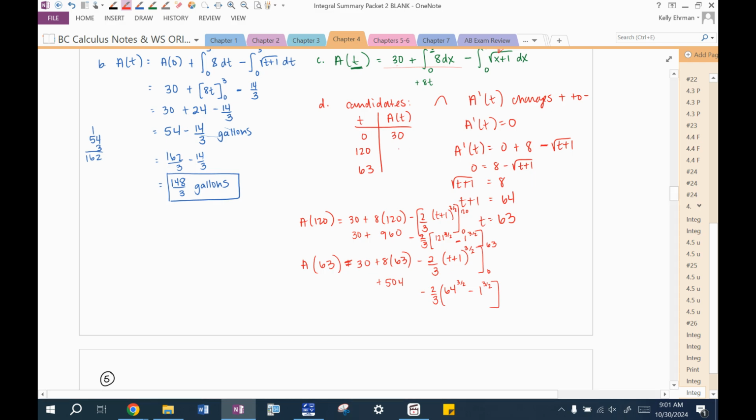Yeah, so I think that at 120, well, no, let's see. At 63, that's definitely our relative maximum. And then if the rate is changing to negative, maybe I've done too much math here. If the rate is changing from positive to negative, we definitely have an A of t graph that increases and then starts decreasing. I think that's where, yeah, I'm definitely doing too much math. Let me get this out of here.